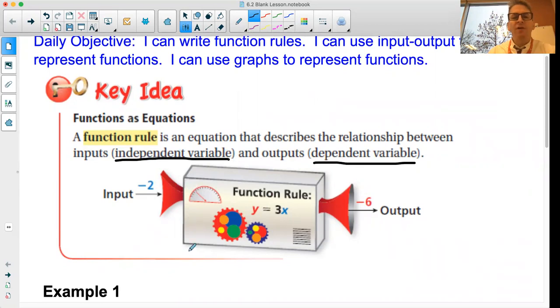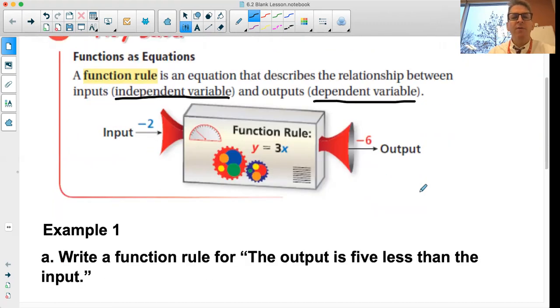This is an illustration of a function like a machine, okay? A function machine, it's a box here. And as the inputs go in, like for instance, -2, the output is -6. Because the function rule is, if your input is -2, 3 times -2 is -6. Your output is -6. Okay, so a function rule is an equation that describes the relationship between the independent variable, or the input, and the dependent variable, the output.